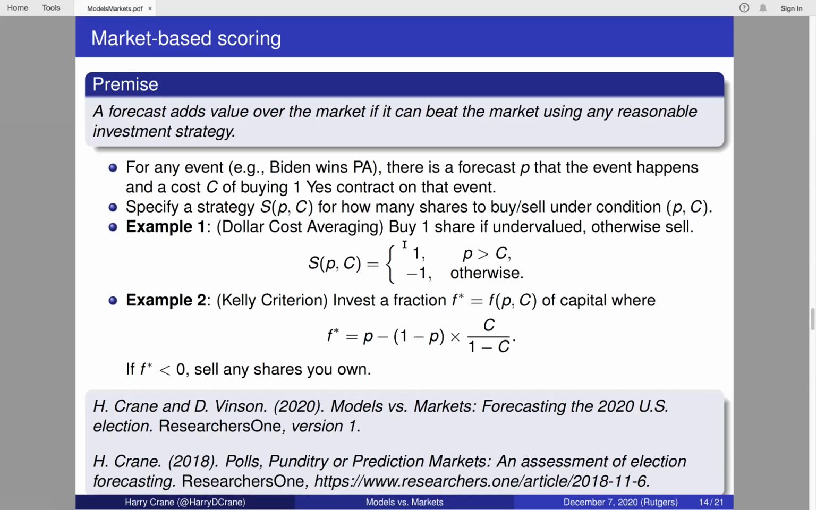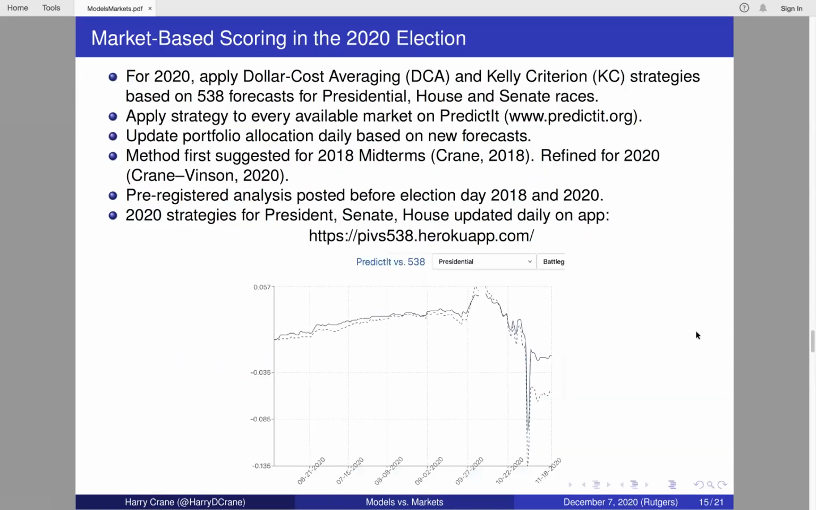But in any case, I think that this at least gives some flavor of what we're after with this type of scoring approach. So just to give some specifics about the analysis, as I said earlier, we built an app, and it wasn't really me. It was Darian who built this app, which you could go to at this site, and you can play around with how the portfolios performed in the lead up to the election and then after the election.